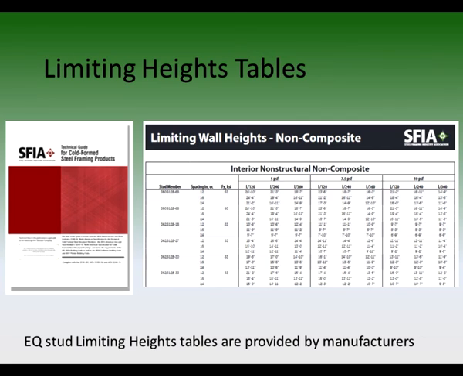There are multiple sources of limiting heights tables for conventional CFS sections. This is an example from SFIA's technical guide. The tables typically show the maximum allowable height for the application, that is, whether it's composite or non-composite, and the load conditions for the specific type of member. Members must be built as specified in the tables when classified as composite assemblies.